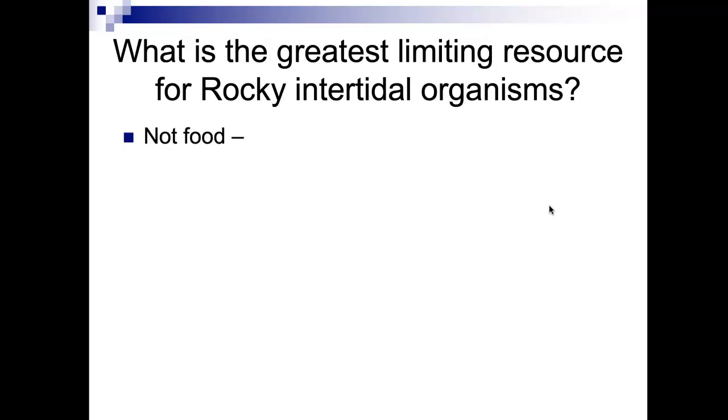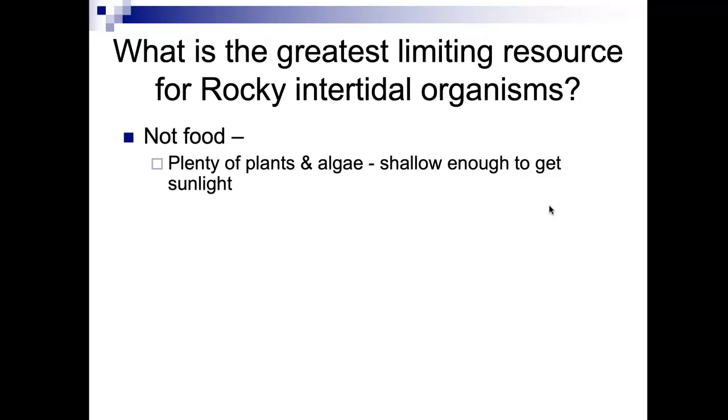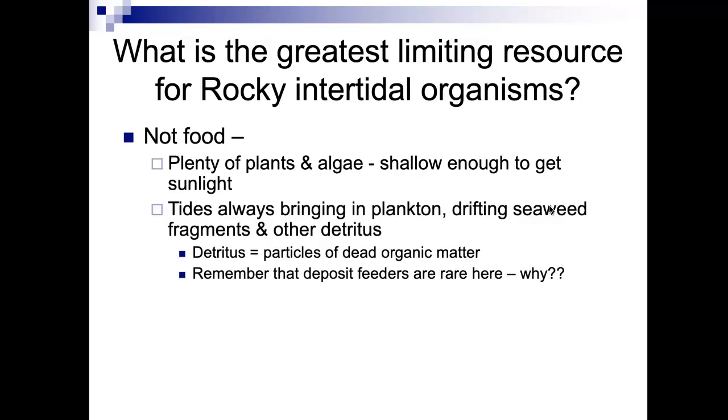for your rocky intertidal organisms because food is pretty plentiful. You have quite a few plants and algae that are able to grow. It's shallow enough that they can get plenty of sunlight. So you actually have a lot of primary producers in your rocky shore communities. Also, the tides are constantly bringing in plankton, sometimes drifting seaweed, even sometimes detritus, right? So there's plenty, and just as a reminder, detritus is just particles of dead organic matter, okay?